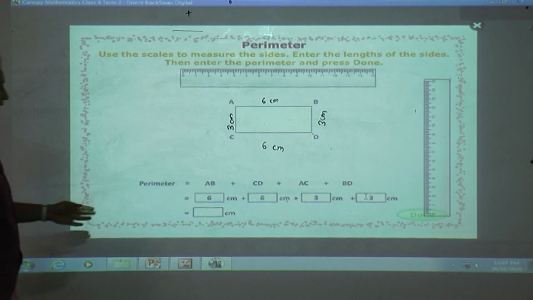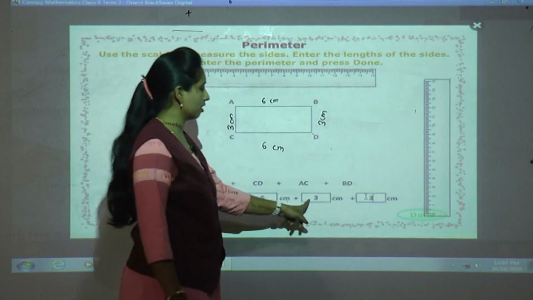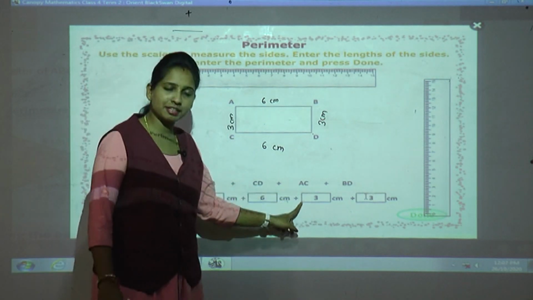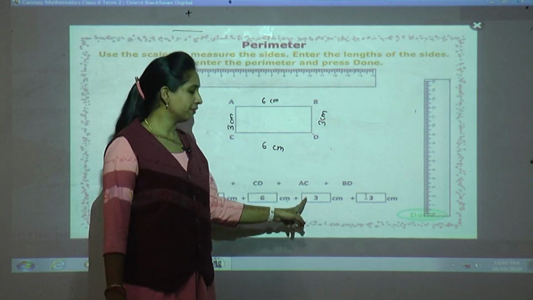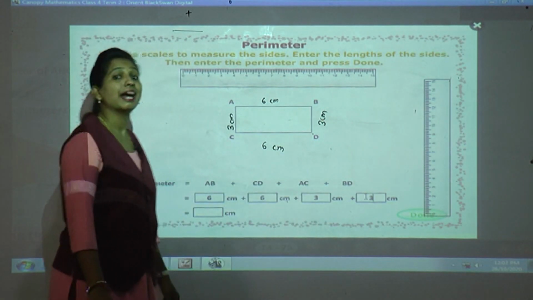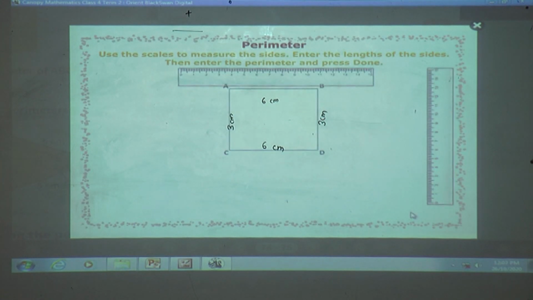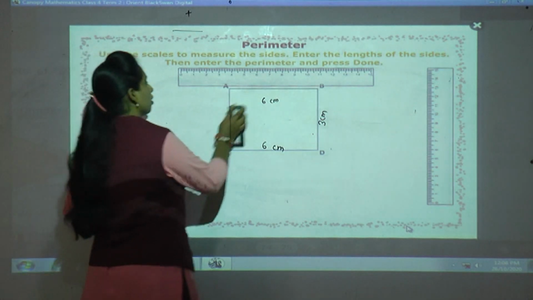Now we have to add all this. 6 plus 6 plus 3 plus 3. 6 plus 6, 12. 12 plus 3, 15, 15 plus 3, 18. Now I will write here 18. We will see. And we have to press done. That's correct. Very good. Now we have measured the perimeter of the rectangle.